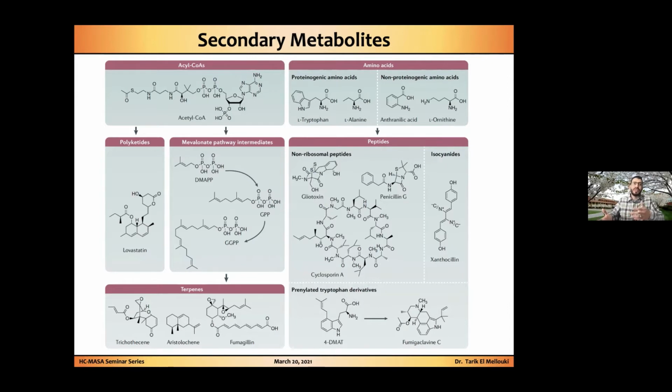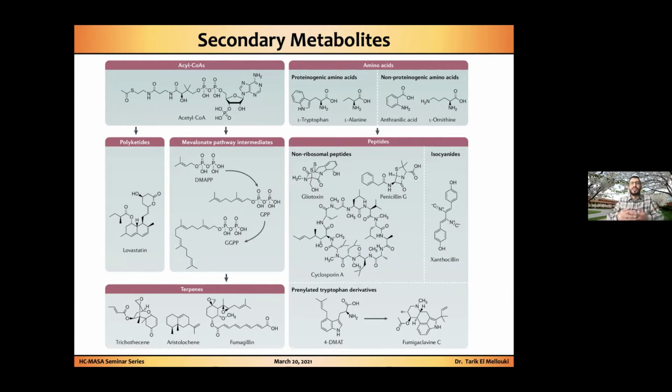You can have molecules that have polyketides and terpenes. You can have secondary metabolites where, for example, you have a non-ribosomal peptide with a polyketide, or you can have a polyketide with a fatty acid. So there's a huge variety of the different combinations that can be produced by microbes.